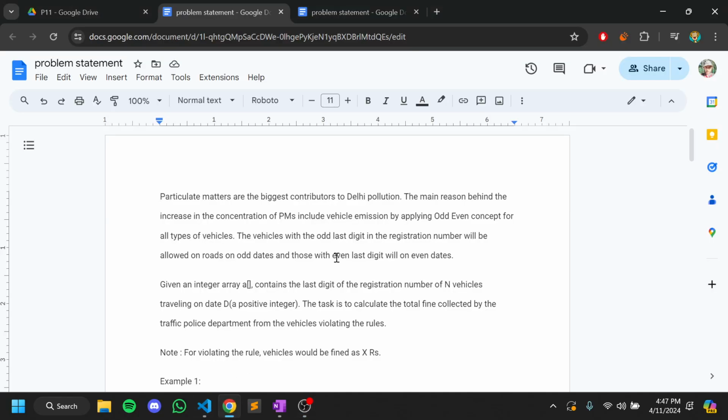Hello everyone. So today we are going to discuss set 6 of the problem set of TCS NQT. So without further ado, let's begin.